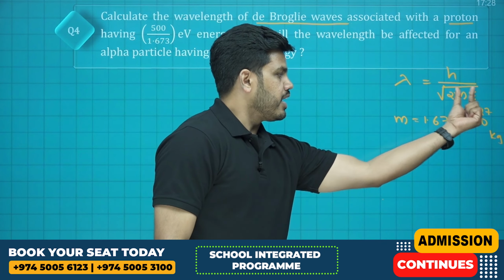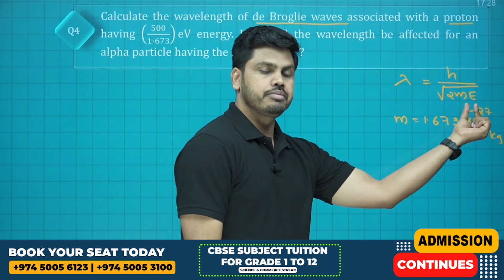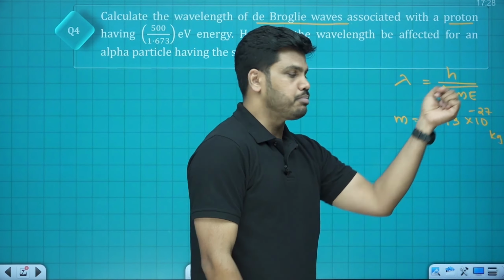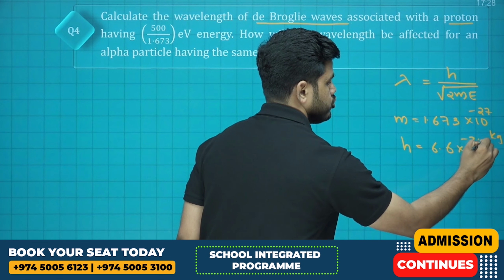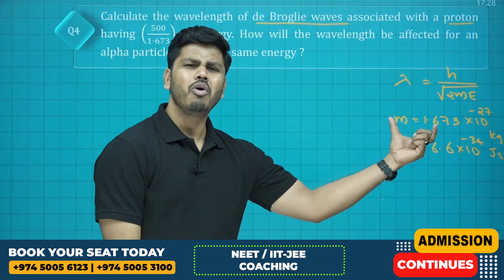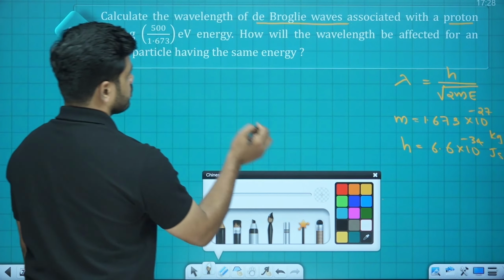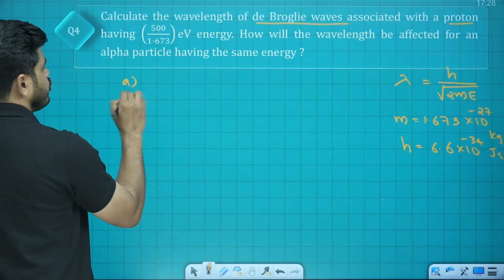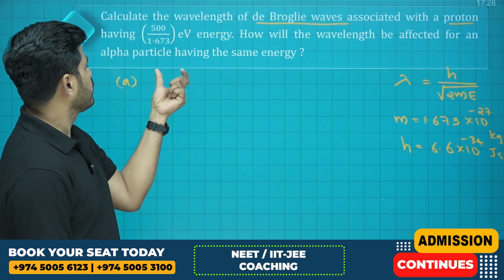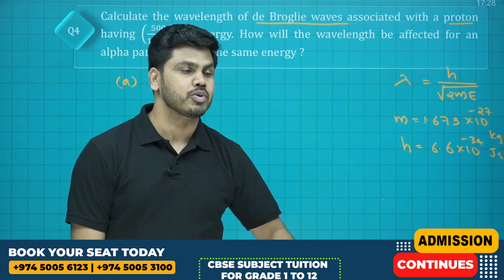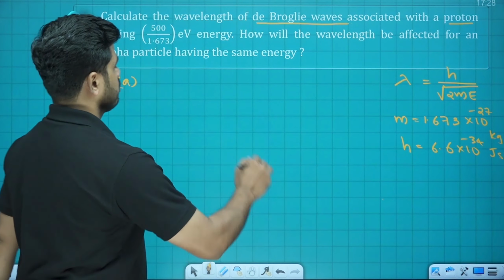Then what else is needed? Energy. Energy of the proton is given in the question, that we can substitute there. And h is the Planck's constant, that also will be given: 6.6 into 10 raised to minus 34 joule second. So all values are there. Direct substitution and simplification. Let us check the first part of the question. A is to find out for proton. Later in the second part, you're asked what will be the change if we use an alpha particle instead of proton. We'll come to that later. Let us find out the first one.